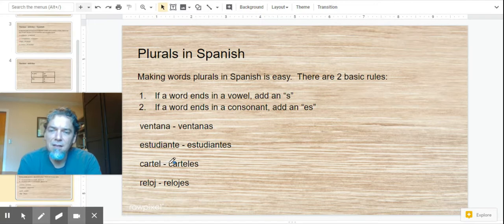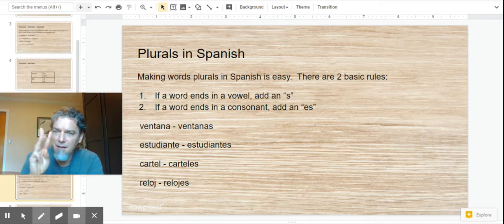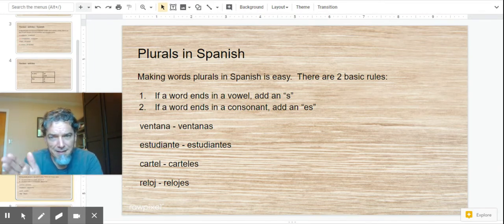Cartel, carteles. Reloj, relojes. And when we're talking about pronunciation, this is adding another syllable. Cartel, carteles. Reloj, relojes. But the two rules, ends with a vowel, add S, ends with a consonant, add ES.